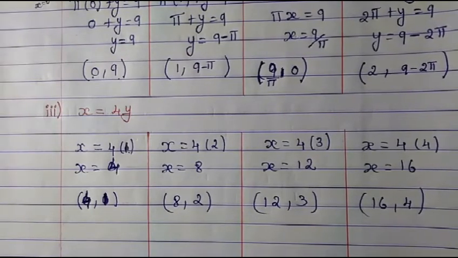So this can be done in your own way. You can give any value for any one variable and get the value of the other variable. And when you write the solution, you have to write in this form: first x value, then y value you have to write down.